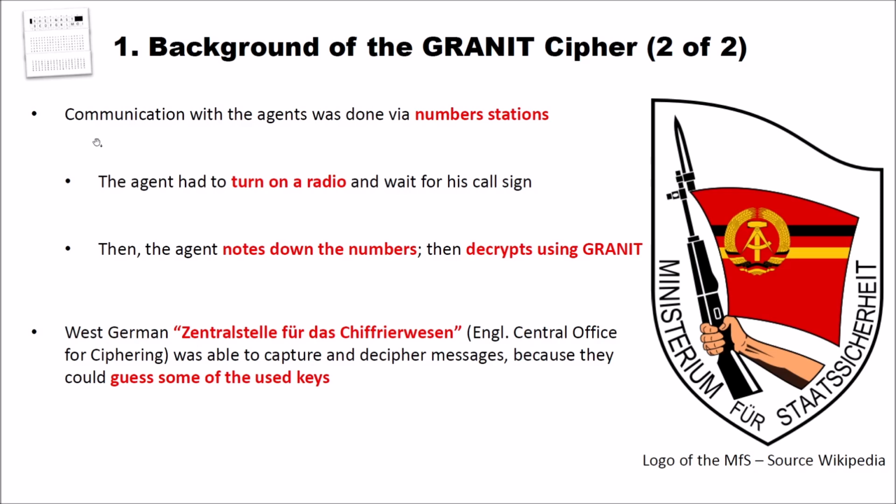The communication with the agents that use the cipher was done via number stations. We already had a video about number stations on this channel. So the agent had to turn on his radio and wait for his call sign. And then the agent notes down the numbers and then he decrypts the numbers using GRANITE. But the West German Zentralstelle für das Chiffrierwesen, English Central Office for Ciphering, was able to capture and decipher messages because they could guess some of the used keys of the GRANITE messages.